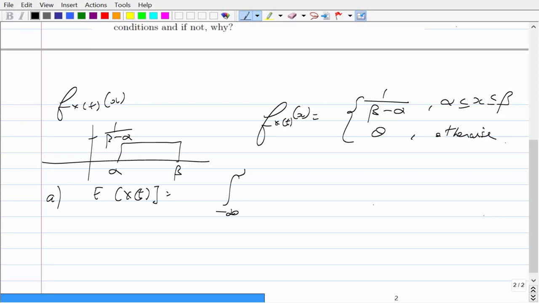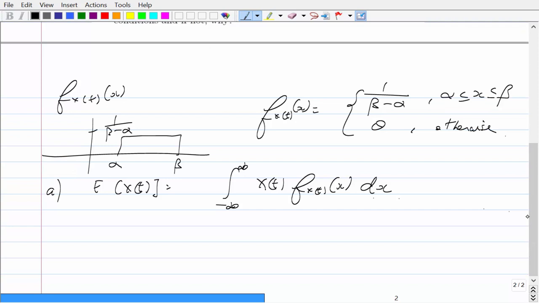So this becomes your x of t, which is the random process, and then the actual PDF itself, f of x dx. If you take a look here, it's non-zero only between alpha and beta. So in this case, we're going to integrate between alpha and beta.